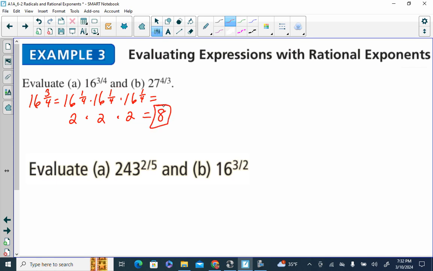Another way of thinking about it is this. We want the fourth root of 16 used as a factor 3 times. So the fourth root of 16 is 2. I have to use it as a factor 3 times, and that's where I get my product of 8.